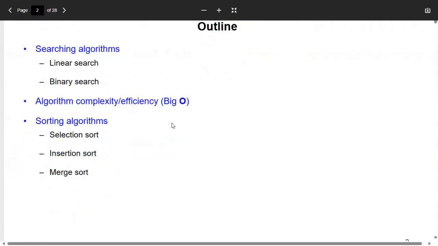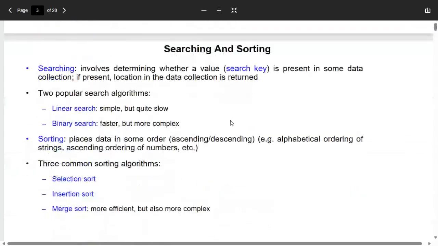Firstly, this is the outline we have. In terms of the search algorithms, we'll look at the linear search and the binary search, and we'll talk about what the algorithm complexity efficiency marker is, also known as the big O notation, and also look at three sorting algorithms: the selection sort, insertion sort, and the merge sort. And like always, I might switch from NetBeans to the slide just so I can explain certain concepts that will give you a better understanding of what we are trying to do.